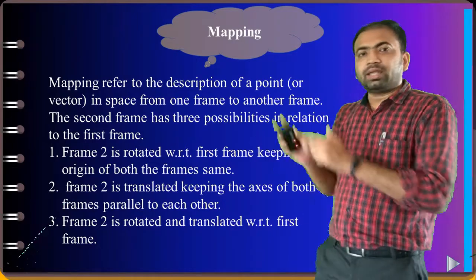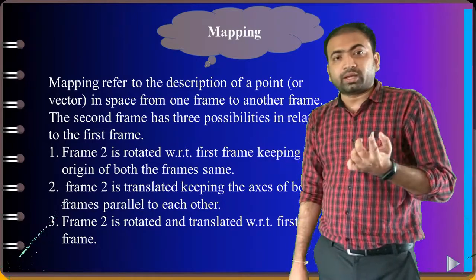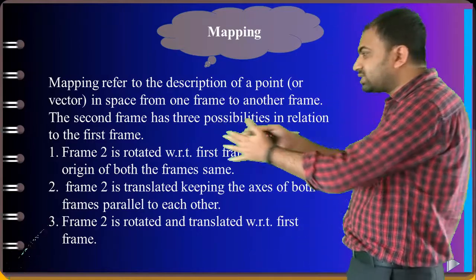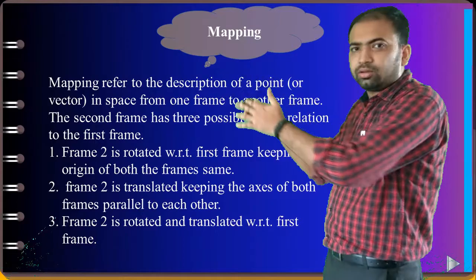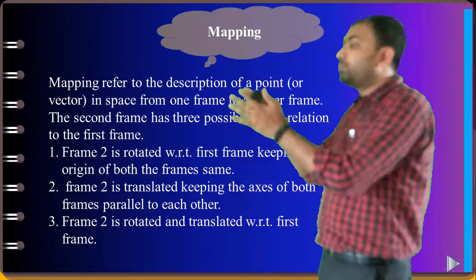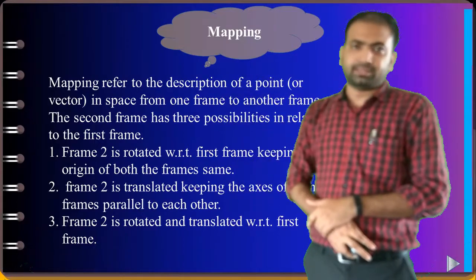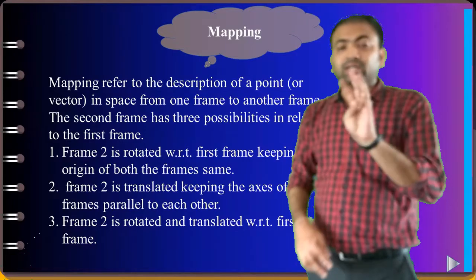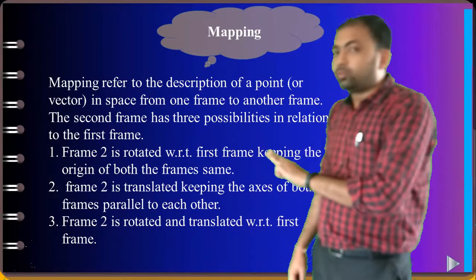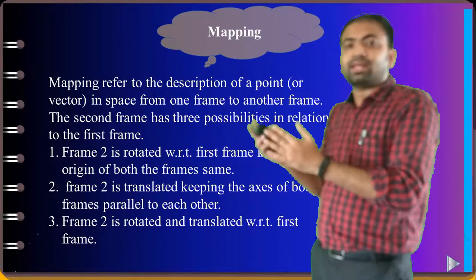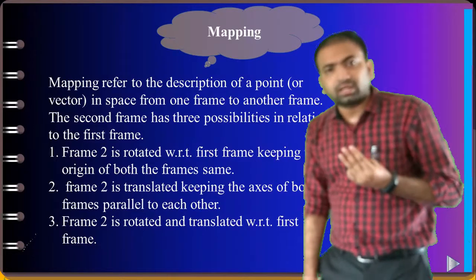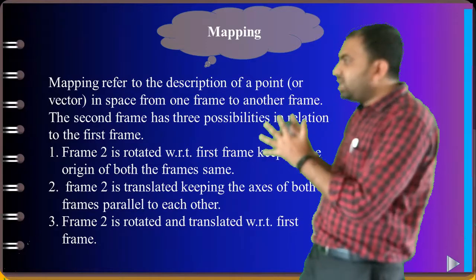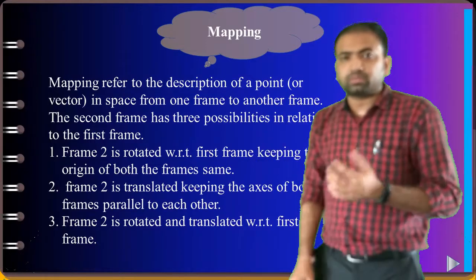Clear? Now next we will see the second point, where the frame has to be translated either along x direction, or along y direction, or along z direction, parallel to the previous frame's axes. And third is that frame 2 will be rotated as well as translated. So these 3 possibilities are there. I will give a brief intro about the first point, which is case 1.